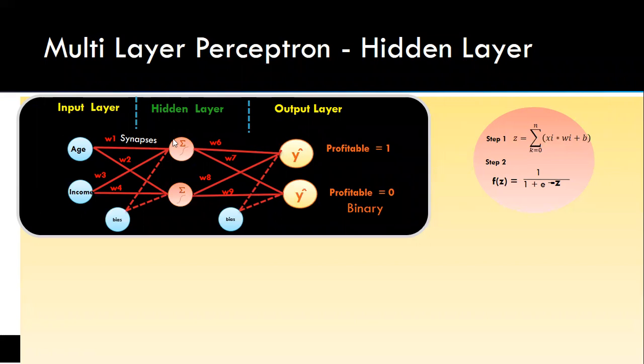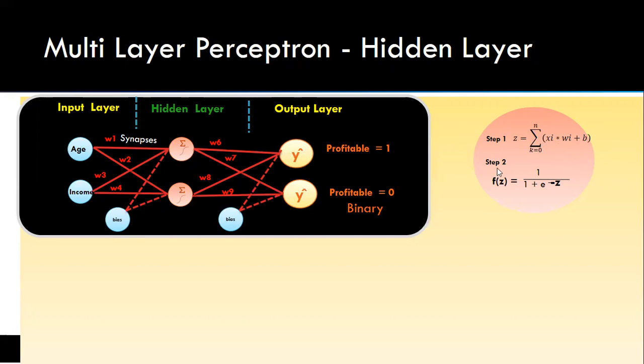For each neuron in the hidden layer, the value is calculated using the total summation of the input values multiplied by their corresponding assigned weights, and this will be stored in a variable called z. For example, age into W1 plus age into W2 plus income into W3 plus income into W4 plus bias. The output of this equation will get stored in a variable called z.